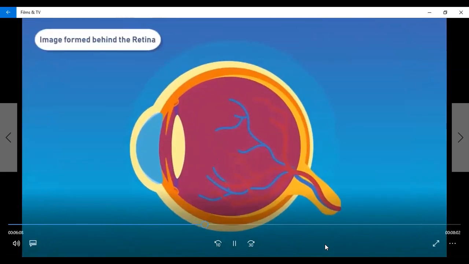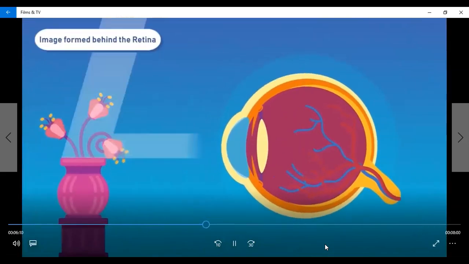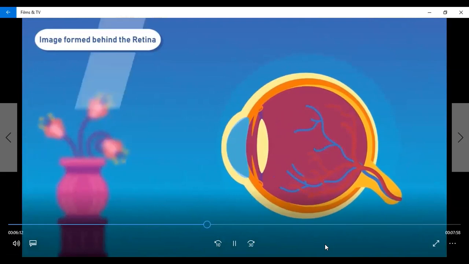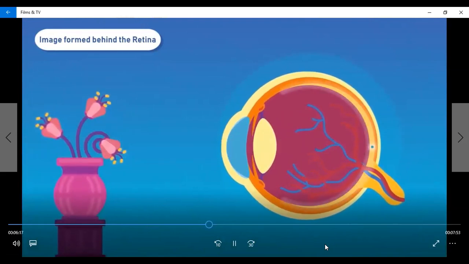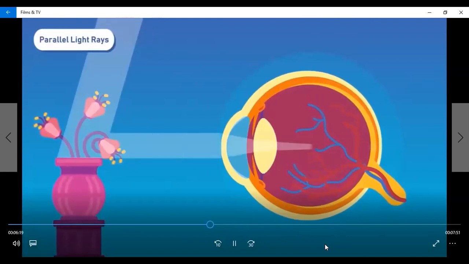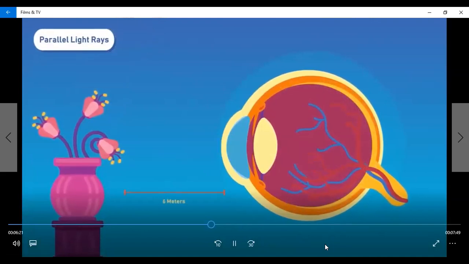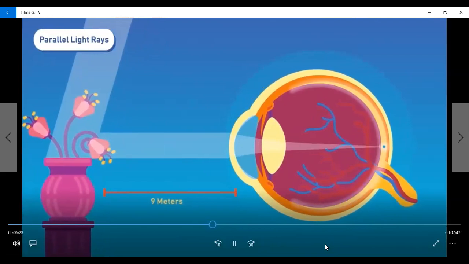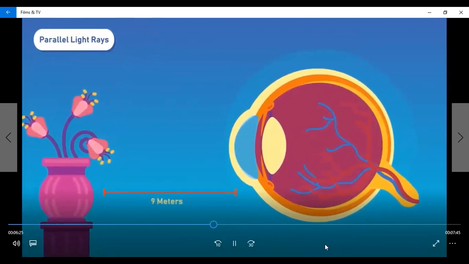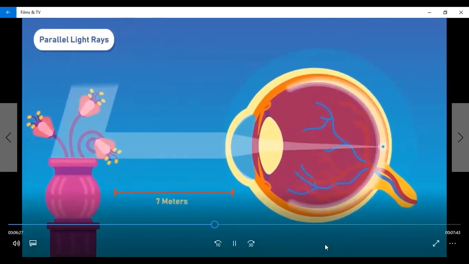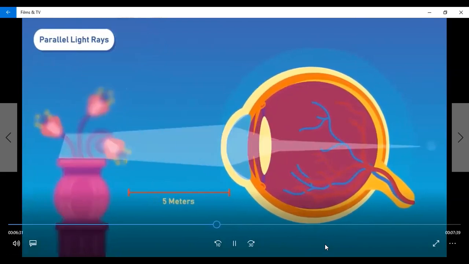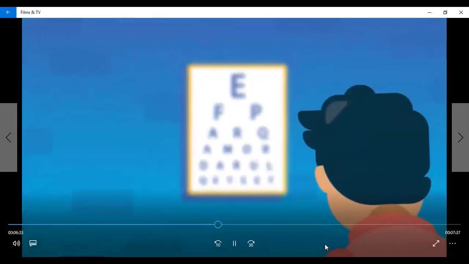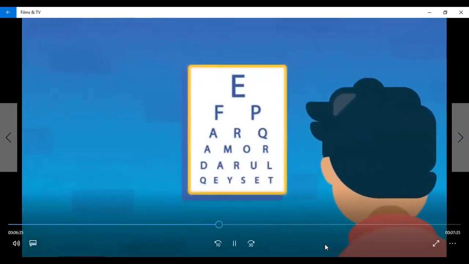Key features. This refractive error has three key features. Image is formed behind the retina. In normal people, image has to be focused on the retina for it to be clear. Parallel light rays, the rays that only come from objects at 6 meters or beyond, must be used for assessment, as when objects come closer than 6 meters, light rays start to diverge, changing their focus. This is why we place Snellen's chart at 6 meters.